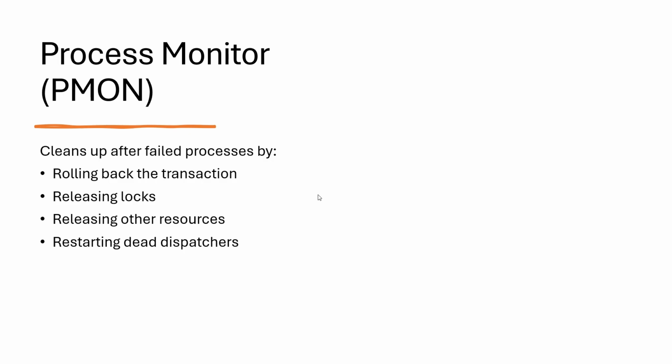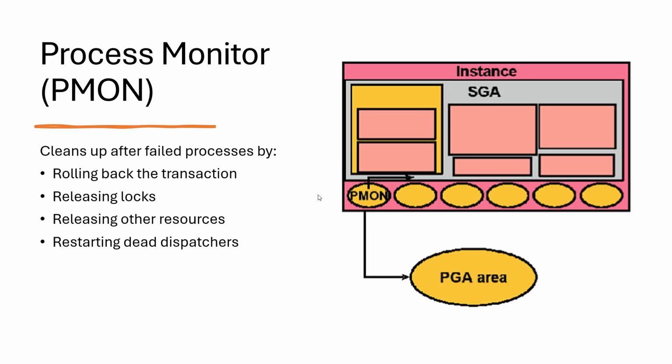Whenever a user session fails or goes idle due to a network issue or anything, PMON cleans up that user session. So whenever a session is idle or having a network issue, it will clean that session. Basically, where will that session information be? In the PGA, right? So that session information will be cleaned up by PMON.